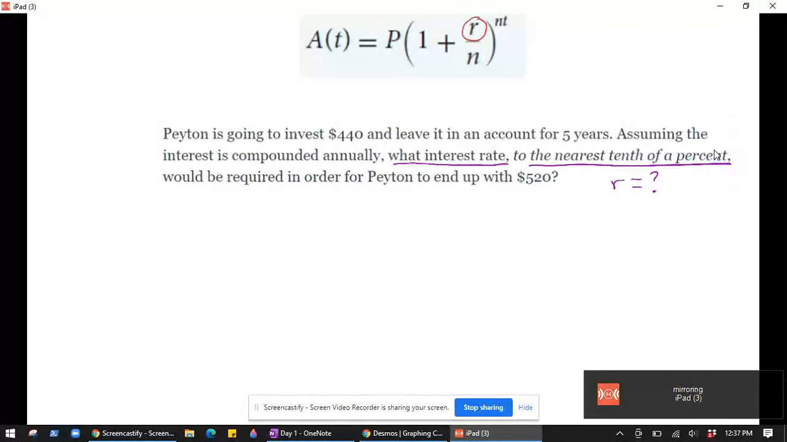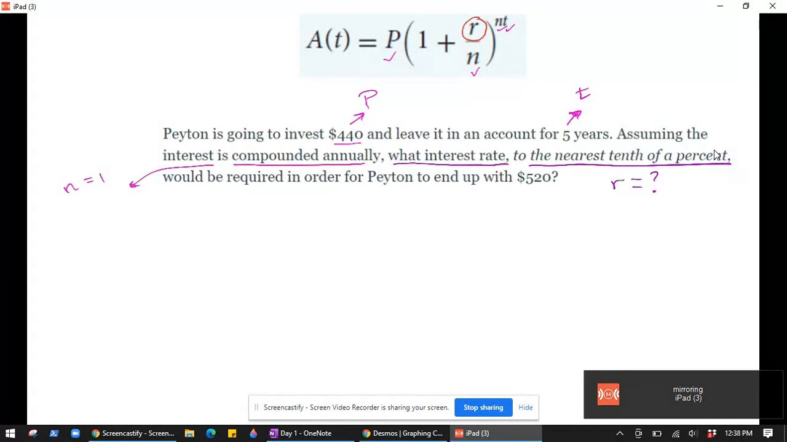So let's see here. It says he's going to invest $4,400. This is an initial amount. That's the principal. He's going to leave it in the account for 5 years. That is a time value. That is how much time it will be in the account. So we know t. Assuming the interest is compounded annually, if something is compounded annually, that tells us that our n is a 1. Okay, now that takes care of the principal, rather, the n and the t.